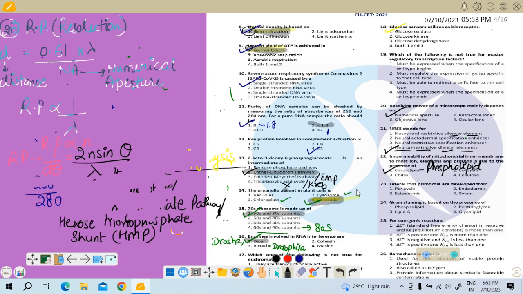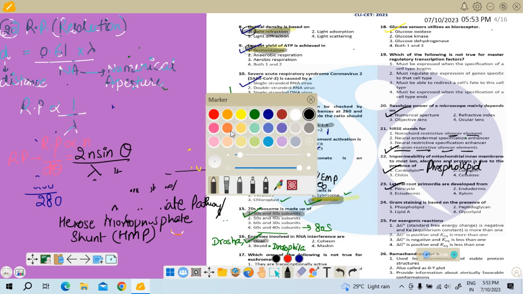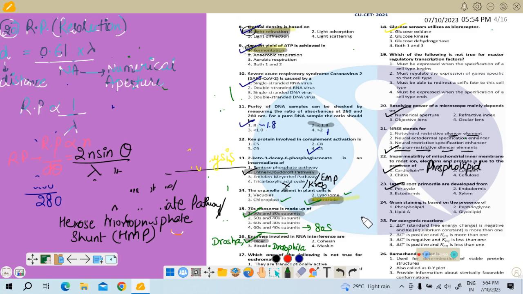That is cardiolipin. Then lateral root primordia developed from pericycle, endodermis, ectodermis, xylem. So this is from pericycle. Then Gram staining is based on the presence of phospholipid, peptidoglycan, lipid A, glycolipid. So Gram staining, that is based on the presence of peptidoglycan.